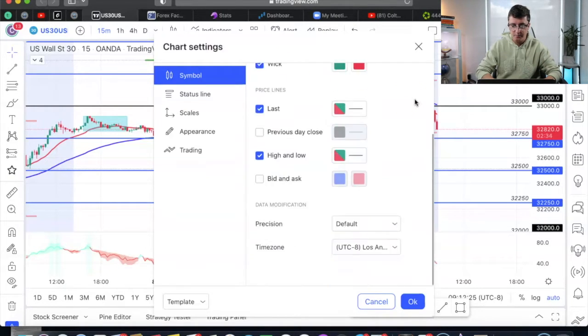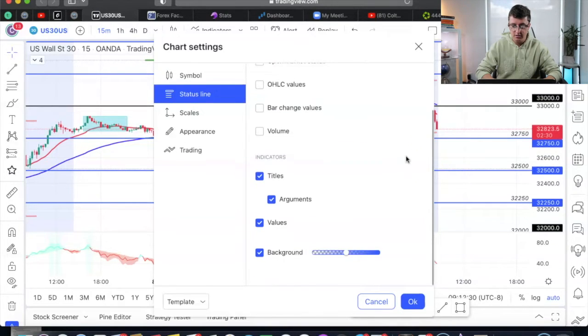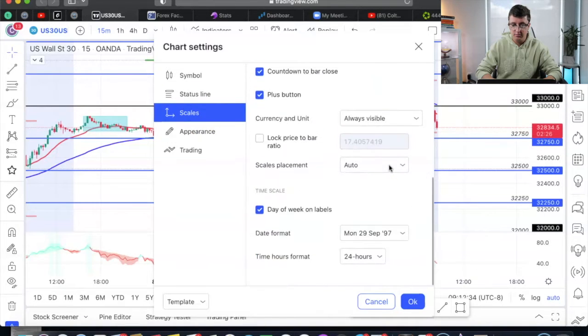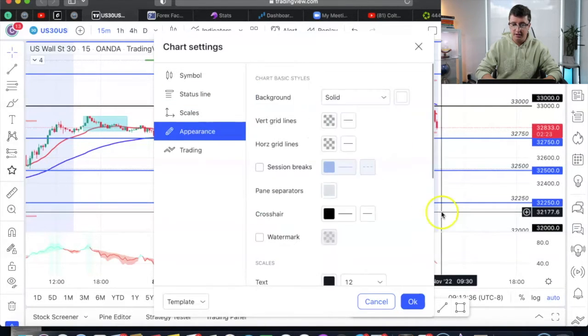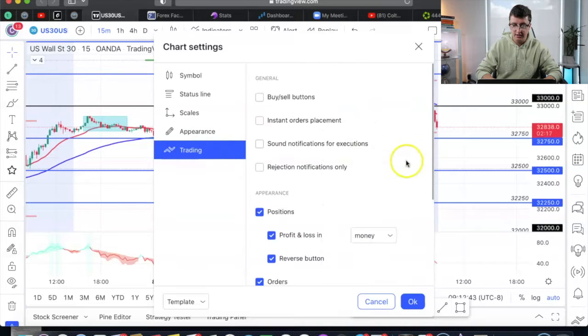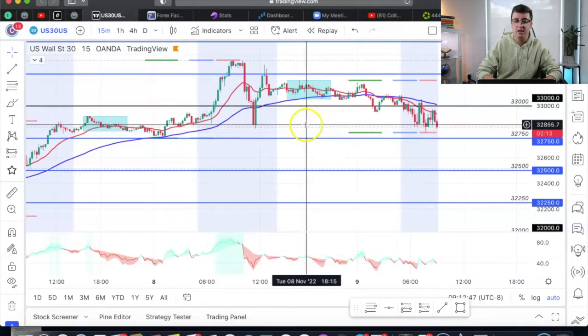Candles are like this. Status line is like this. Scales are like this. Appearance is like this. Very perfect and beautiful. Okay, trading is like this. Perfect. You guys all have my TradingView set up now.